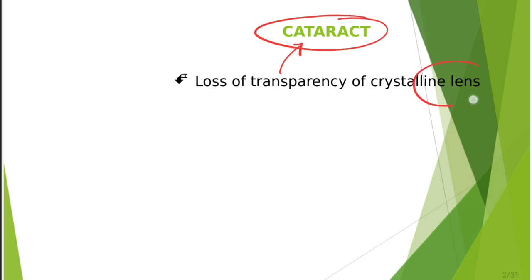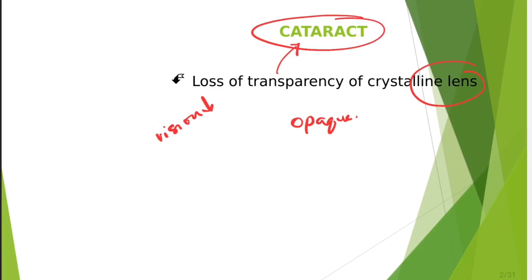Now what happens if the lens becomes opaque? Why are we worried? See, it should be a transparent structure, the lens. Only then it can do refraction, right? Bending of the light rays and form a perfect image on the retina. Now if the lens is damaged, the vision is going to be affected, right? Okay. Now there are different kinds of cataract. We'll be learning about those.